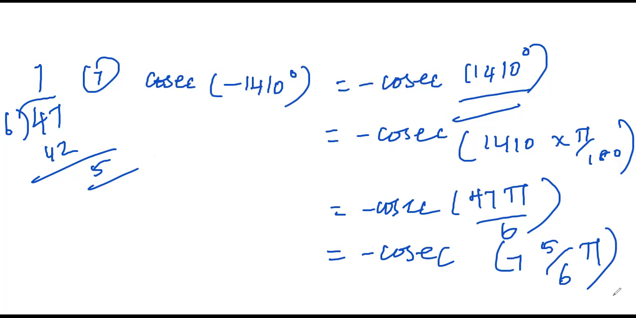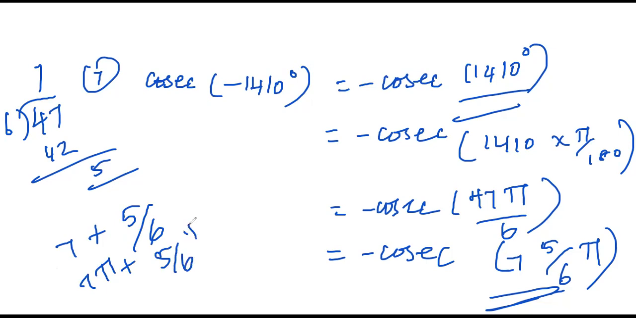Okay. What do you do? Please write it down. I'll erase this and write. Like you have 7 plus 5 by 6. So will it come that way, like 7 degrees plus 5 by 6 into 60? No. You don't have to convert into minutes and all here. You're just finding the value of it. So if you change it, it's going to be like 7 pi plus 5 pi by 6. Okay.